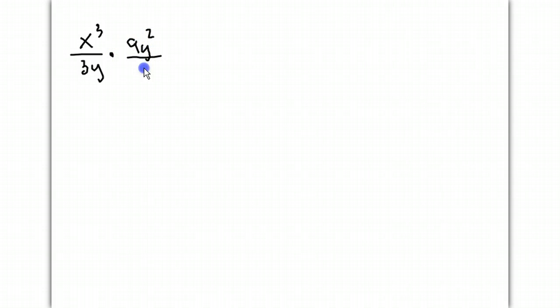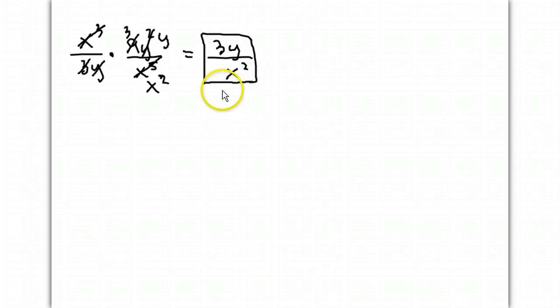Now let's actually multiply. Let's say we have x to the third divided by 3y, and we're multiplying it by 9y squared over x to the fifth. When you look at it, the 3 will go into 9 3 times. The x cubed will go into x to the fifth and leave you with an x squared left over. And then the y will completely go into the y squared and leave you with the y.